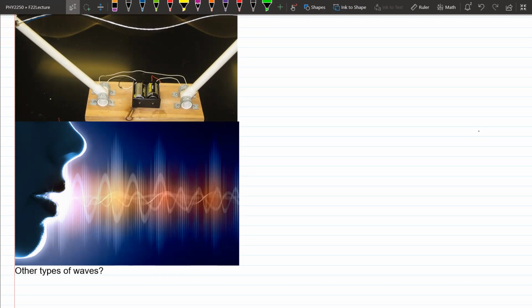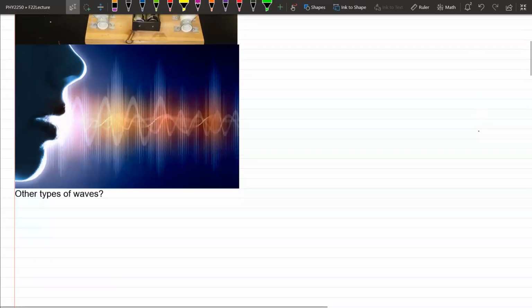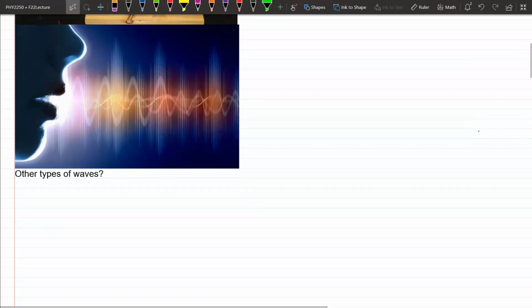So I'd like to ask, besides mechanical waves, or wave on a string, and sound waves, what other waves do you guys think of? Is there any other waves that you guys can think of that you see? Light waves, right? Light itself is also a wave. This is known as an electromagnetic wave.